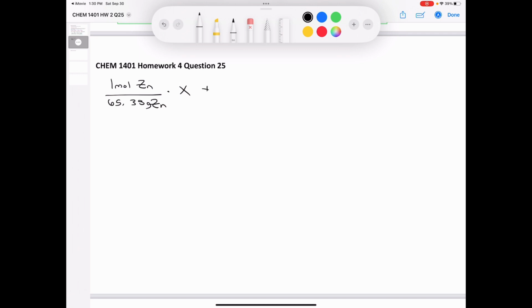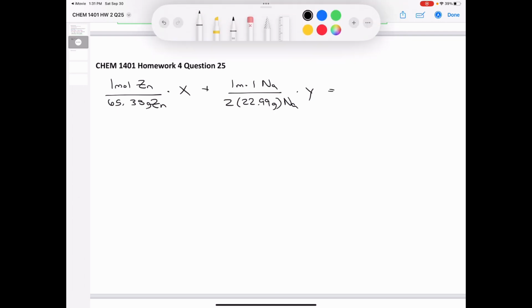So we're going to tally that up with 1 mole of sodium over, of course, 2 times the molar mass of sodium, which is 22.99 grams of sodium. And we'll multiply that by Y, and Y would be the mass of sodium. So X is the mass of zinc, Y is the mass of sodium. Again, if you multiply mass and mass, you end up with number of moles. Essentially you're using mass to figure out the number of moles, and when you tally that up, of course it should equal 0.485 moles.